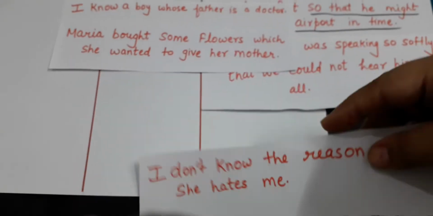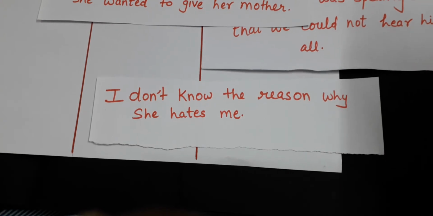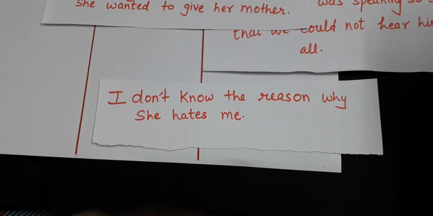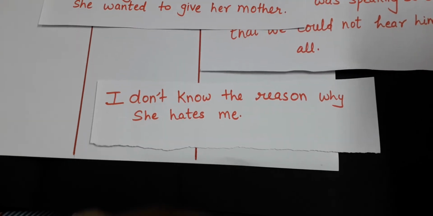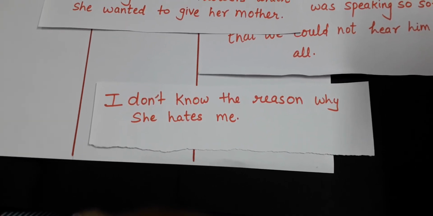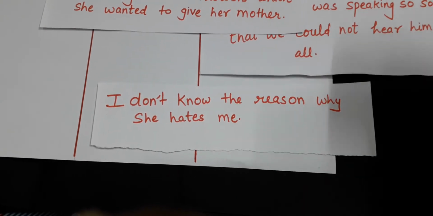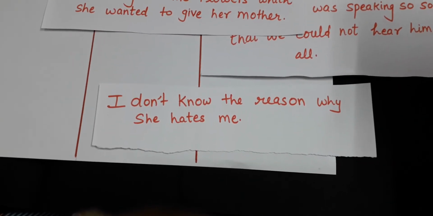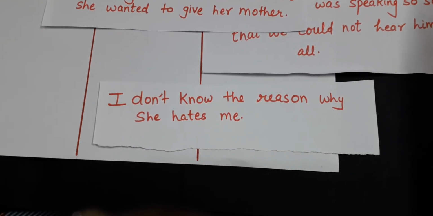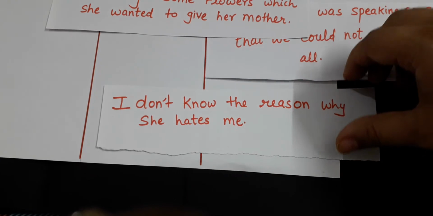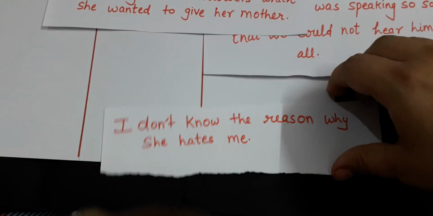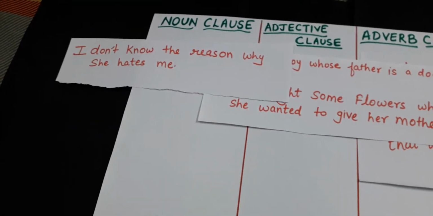Now, next sentence: I don't know the reason why she hates me. Now, I don't know the reason. So this is which type of clause? Yes, it is telling you the reason for hating. So this is the noun clause here. I don't know what? Why she hates me is the noun clause.